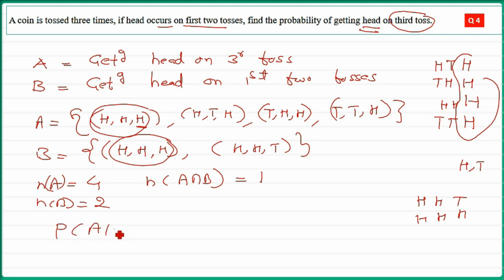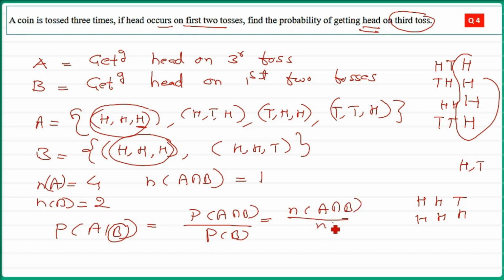Now we have to find out the probability P(A|B). That is, if B is known, if getting head on first 2 tosses is known, what is the probability of getting head on the third toss? That is how conditional probability is approached. So P(A intersection B) divided by P(B), and this is only N only. Number of elements we have to count. N(A intersection B) is 1. And N(B) is 2, so 1 by 2. This is your final result.